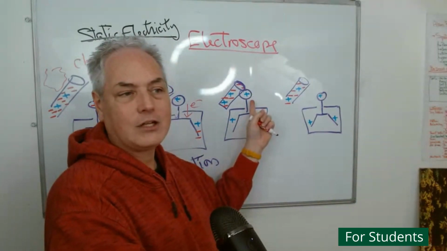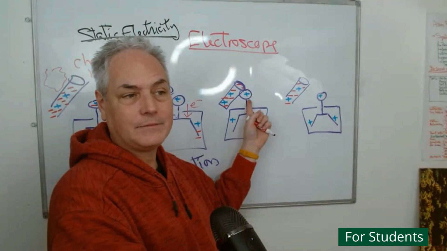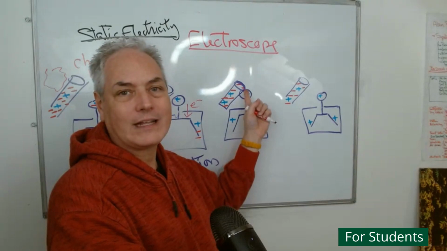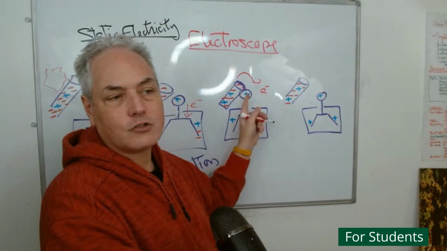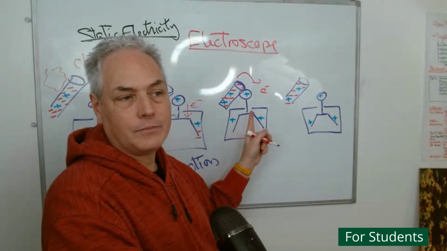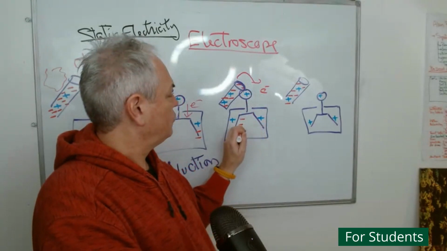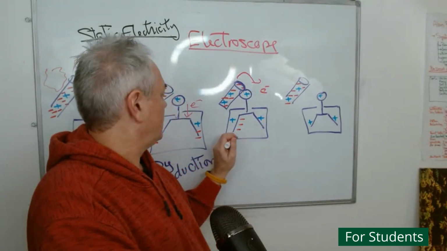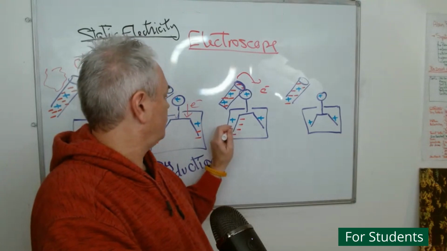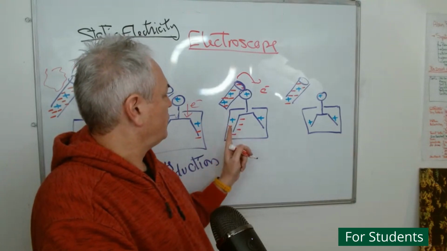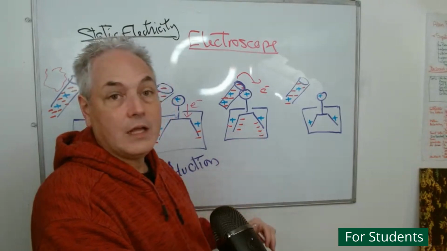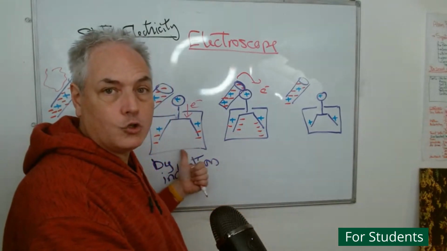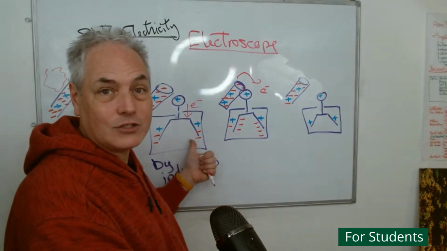What happens is because I have a positive ball right here, the positive charge is attracting the electrons from the stick. So that means that electrons will be moving in the electroscope. So let's say 1, 2, 3, 4. So earlier I had 2 extra electrons at the end of each of these leaves.